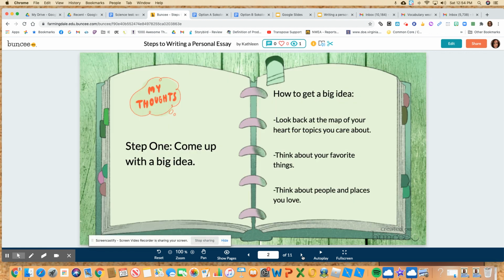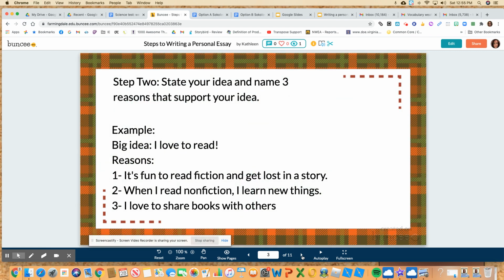Our first step is to come up with a big idea. And how do we get a big idea? Well, you can look back at the map of your heart for topics you care about. You could think about your favorite things. You could think about people and places that you love. We've definitely talked about coming up with big ideas before, and all of these things can help you to get your big idea.